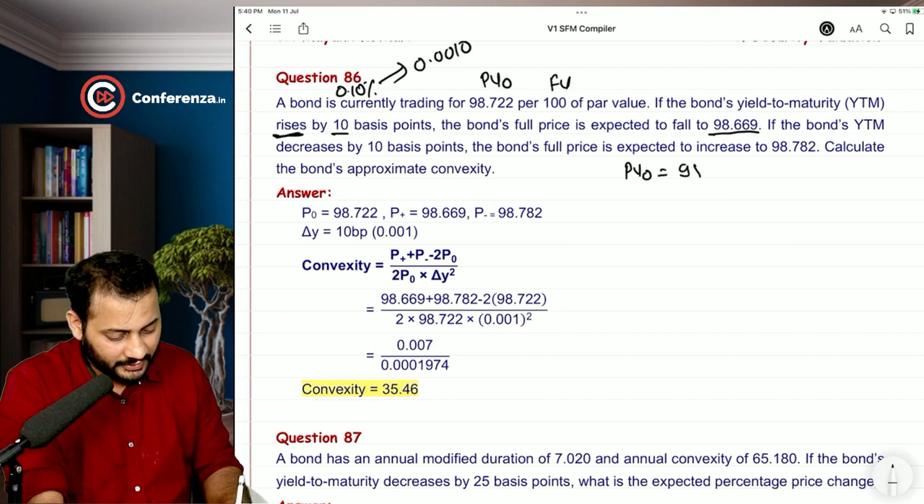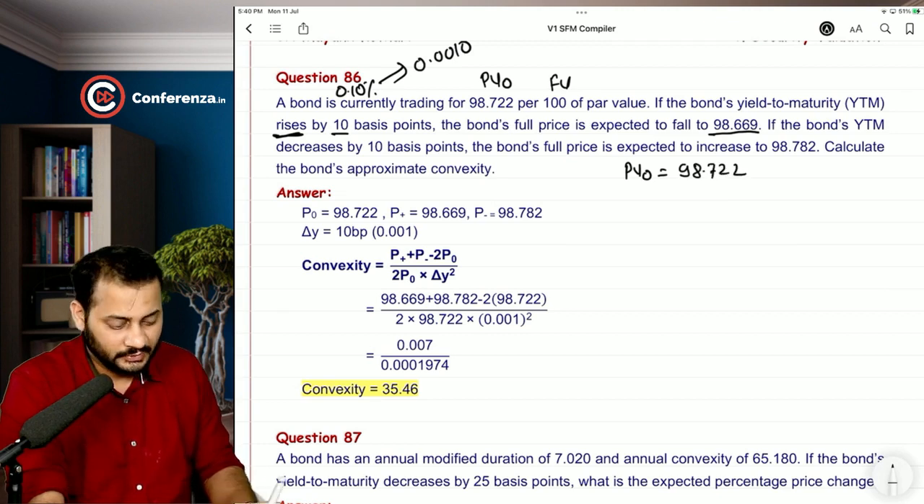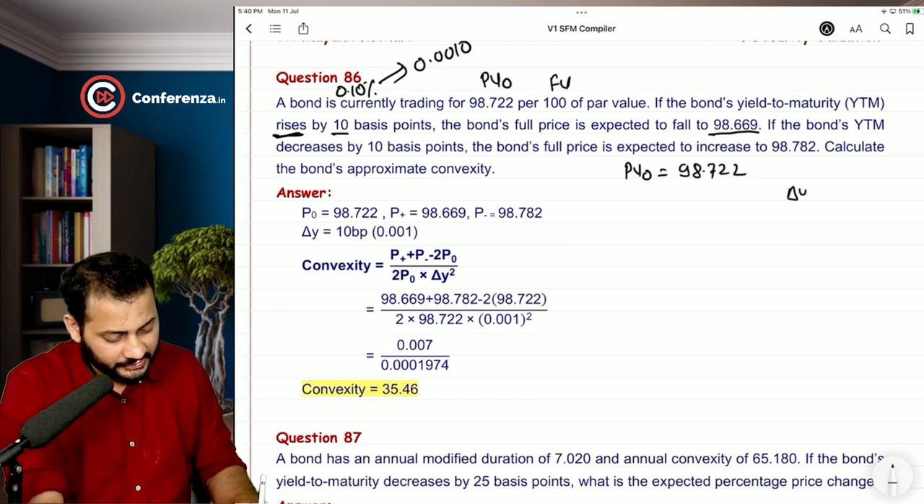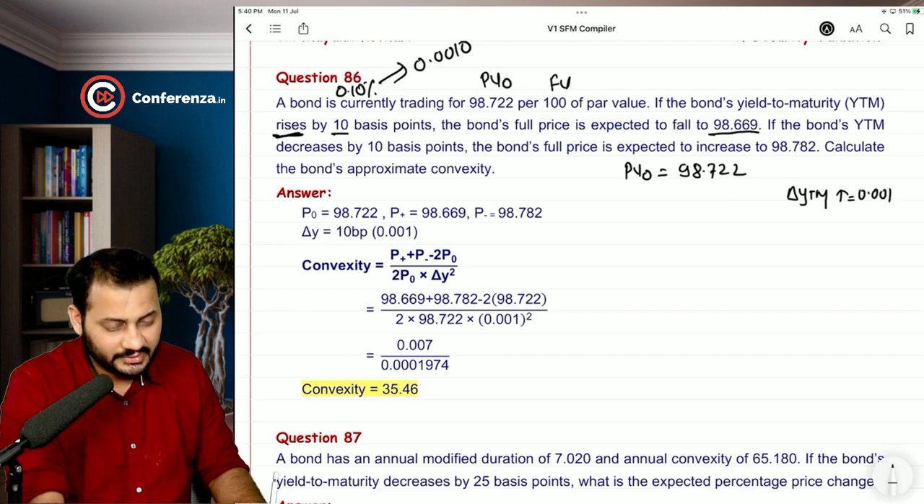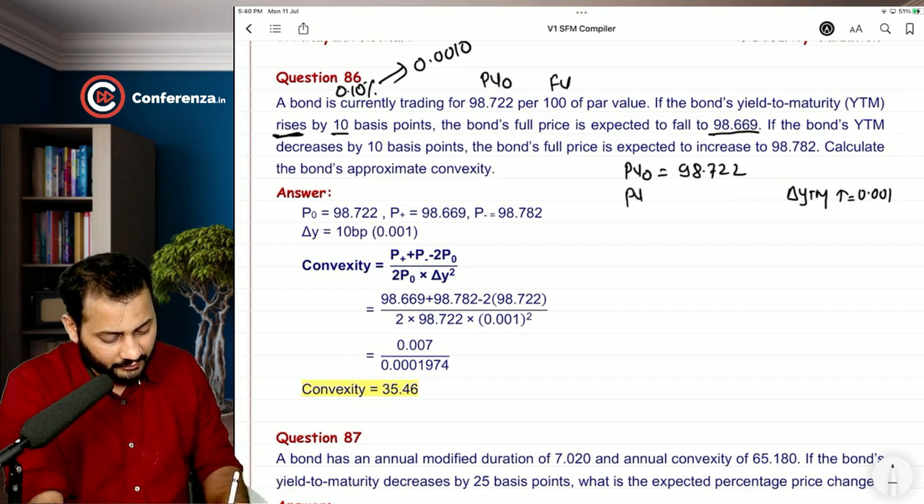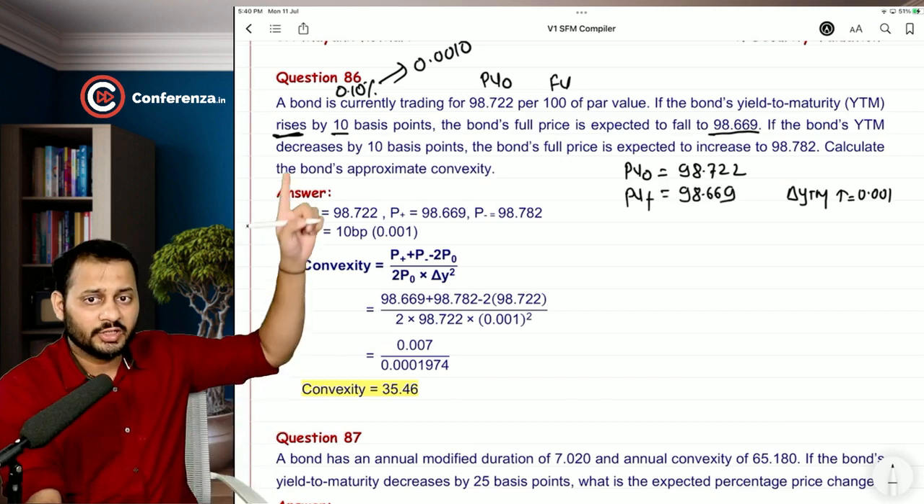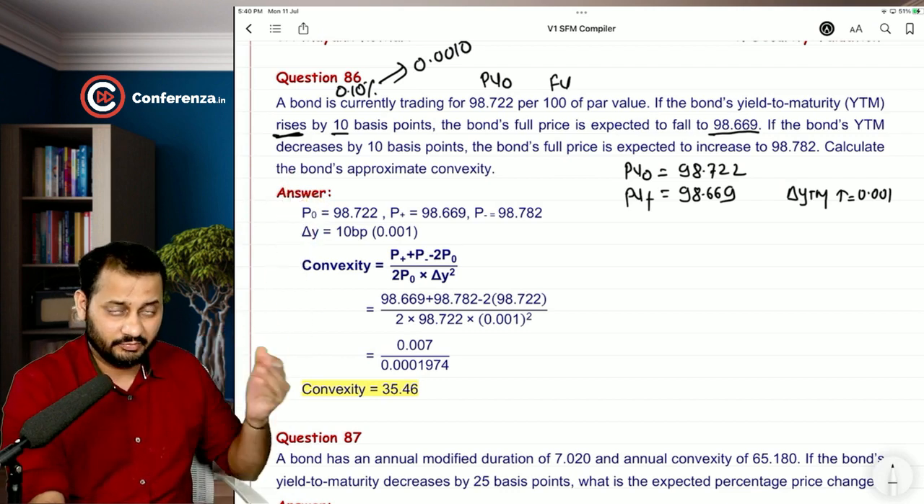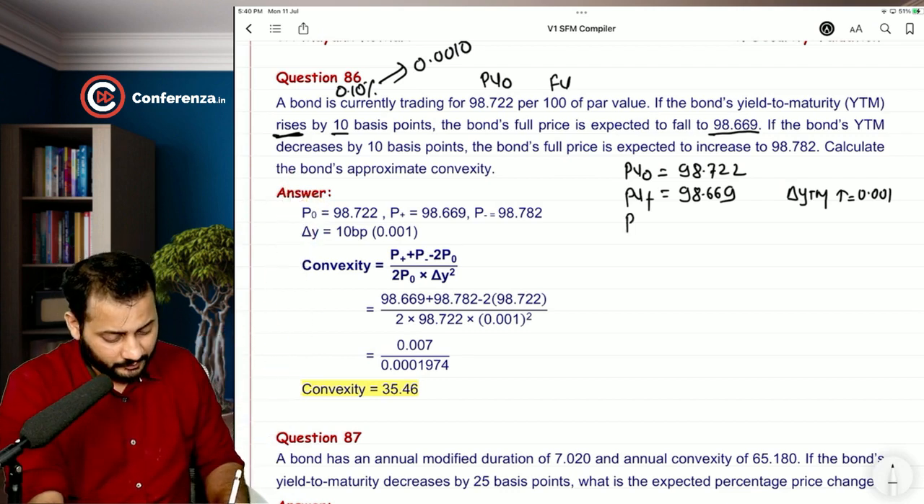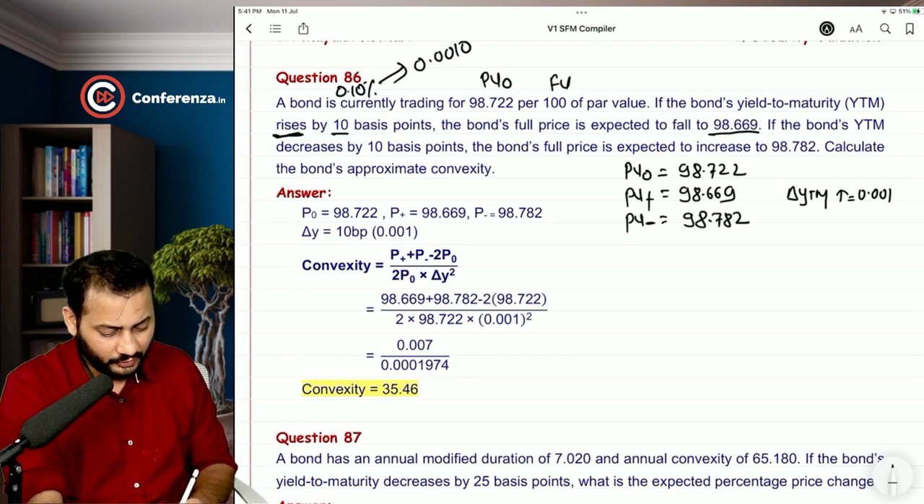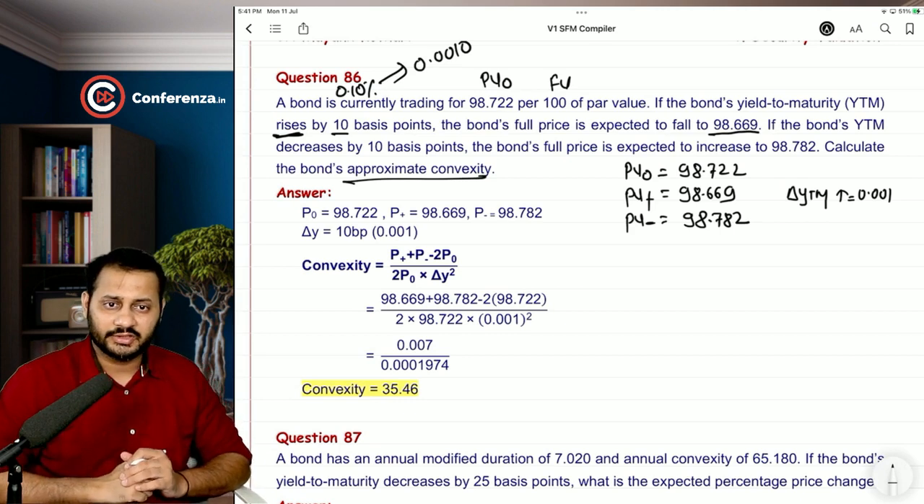PV0 is equal to 98.722. Then they are saying change in YTM, and that too increase is 0.001, or we can say 0.1%. Then PV plus, because YTM is increasing, the bond price will fall to 98.669. If the bond's YTM decreases by 10 basis point, the same basis point, then the PV minus will be 98.782.